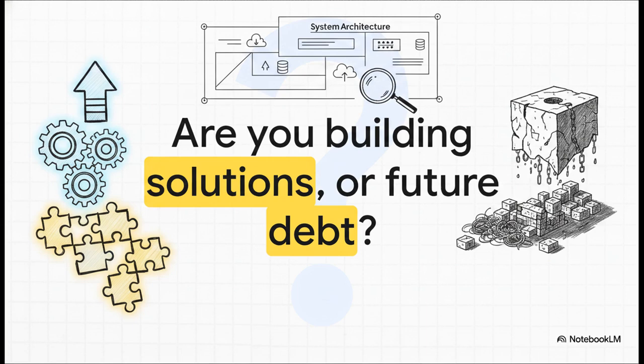So I'm going to leave you with this provocative final thought for your next Fusion implementation. When you look at your architecture blueprint, ask yourself the hard question. Are your decisions actually solving today's problems efficiently, or are you just financing tomorrow's technical debt?